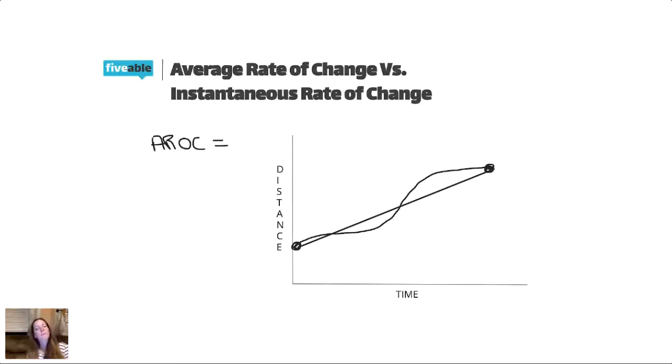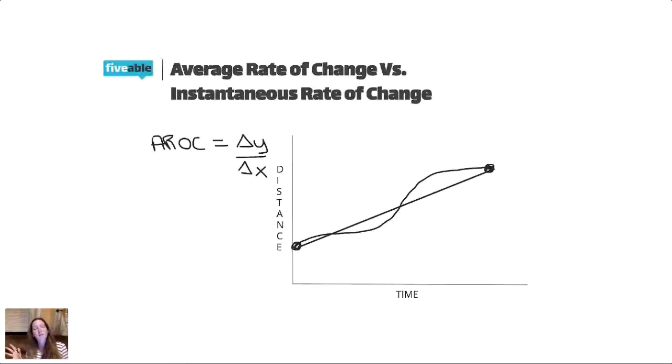But if you remember from Algebra 1, right, our slope or our average rate of change is going to be that change in the y value over the change in the x value. In my problem, it's the change in distance, right, over the change in time. So that's going to give me my average rate of change, my average pace. So overall, how fast did I go? That was Algebra 1. We can do better now, right?